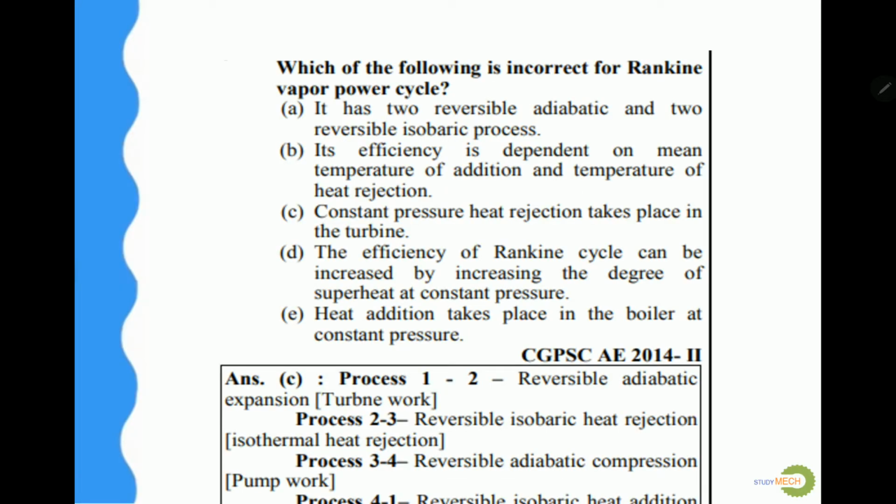In this question we have to find the incorrect statement for the Rankine cycle. So option C is the incorrect statement. Let's check another statement.